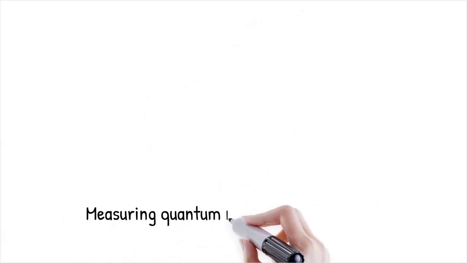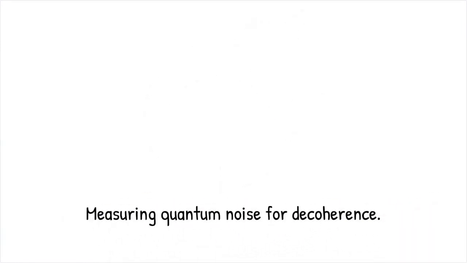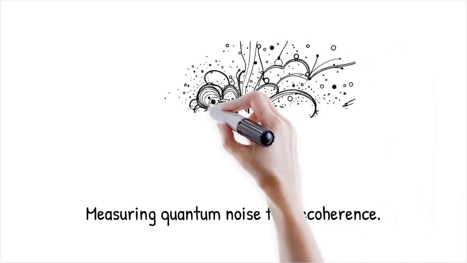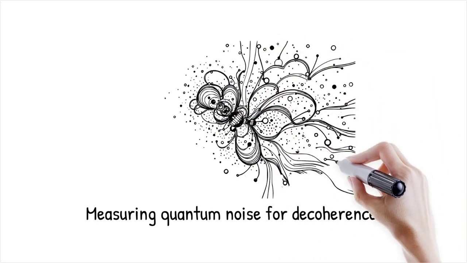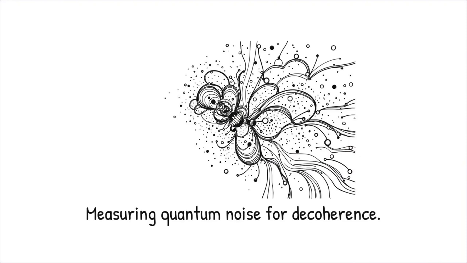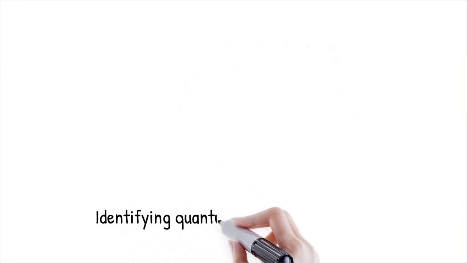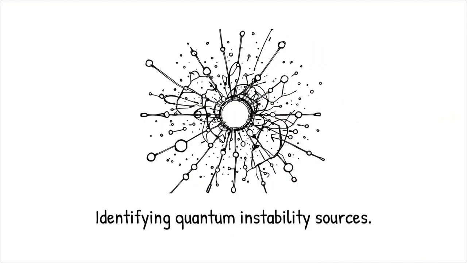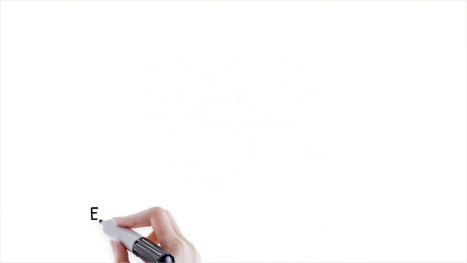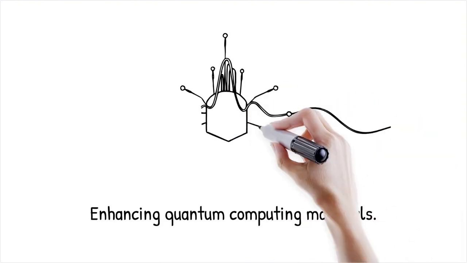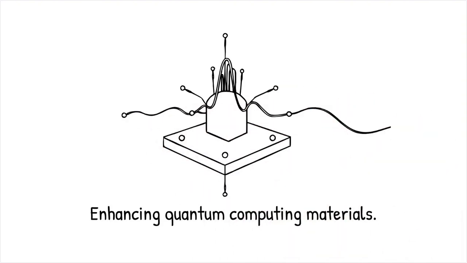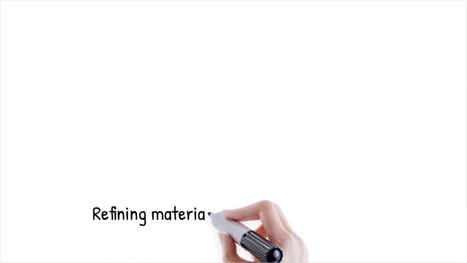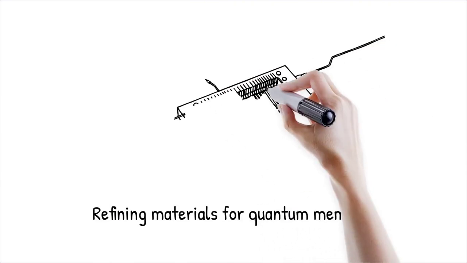Quantum noise spectroscopy measures random fluctuations in quantum systems, providing insights into decoherence mechanisms in quantum dots and topological materials. By analyzing noise signatures, scientists can identify sources of quantum instability, environmental interactions, and coherence-breaking events. This technique is particularly useful for improving quantum computing materials and noise-resistant quantum states. It helps refine materials with longer coherence times for quantum memory and sensors.